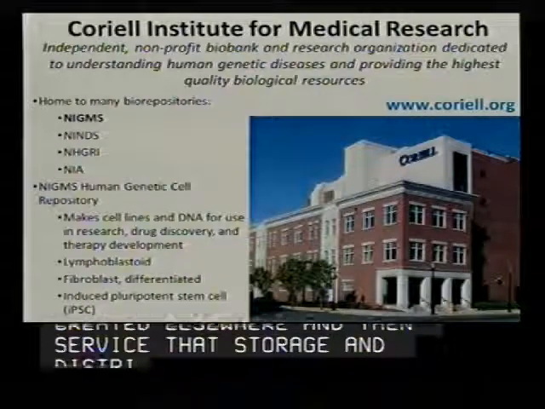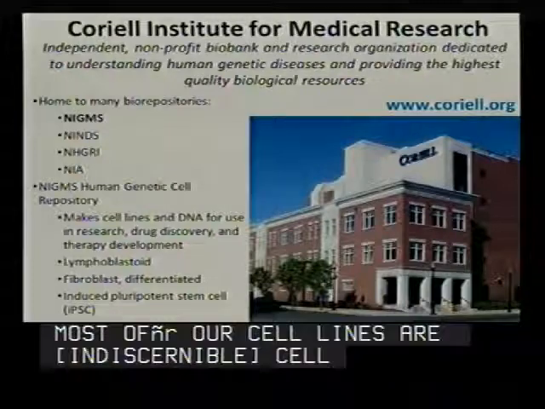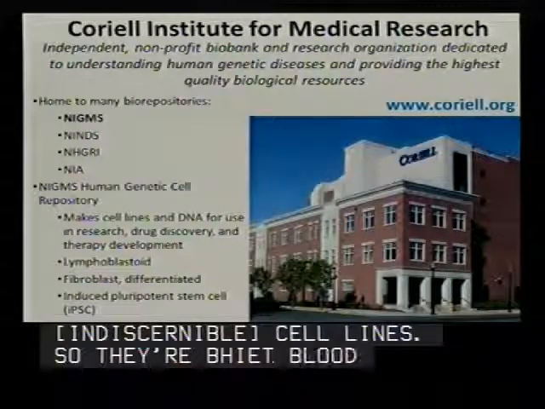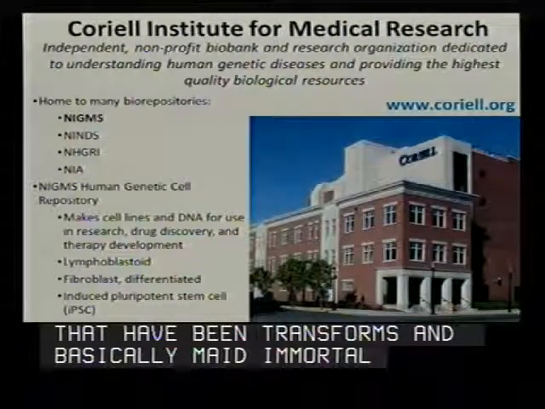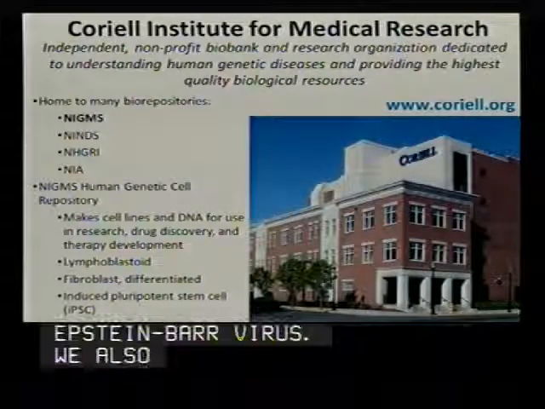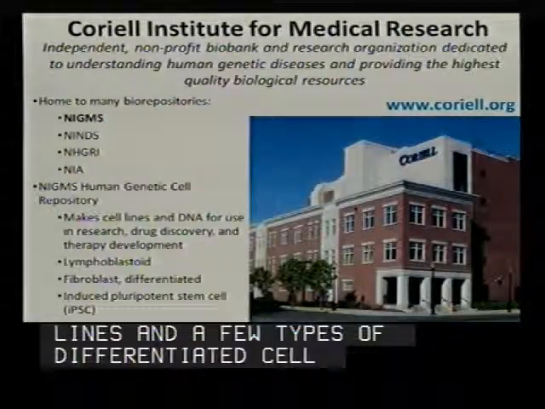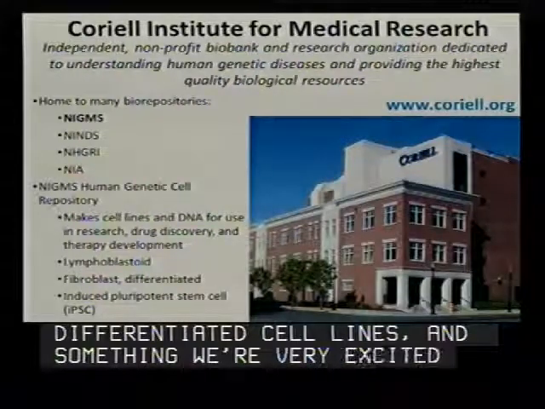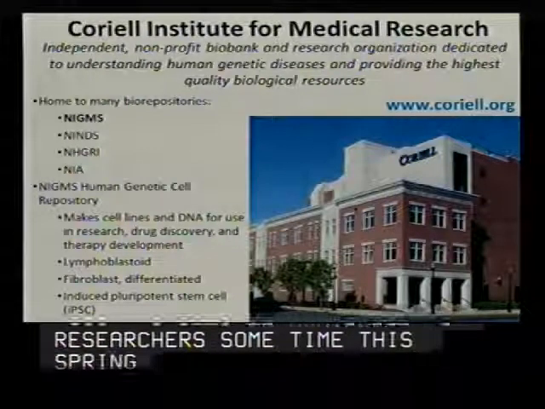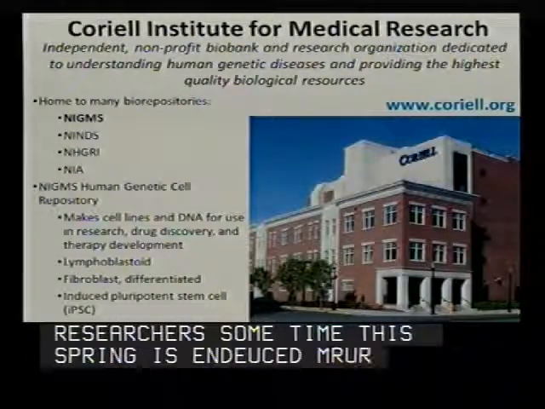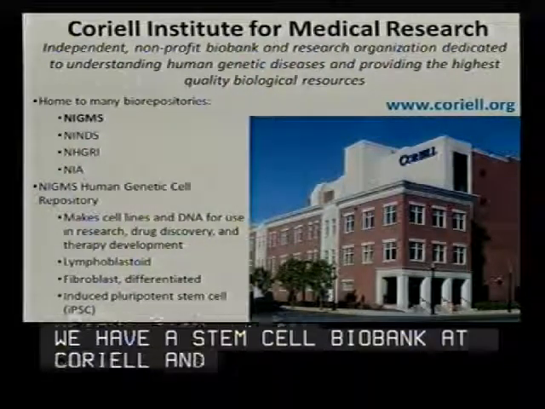Most of our cell lines are lymphoblastoid cell lines, so they're white blood cells that have been transformed and basically made immortal with the Epstein-Barr virus. We also have fibroblast cell lines and a few types of differentiated cell lines. And something we're very excited about, which should be available to researchers sometime this spring, is induced pluripotent stem cells. We have a stem cell biobank at Coriell, and NIGMS does fund quite a bit of the research that's done in our stem cell biobank.